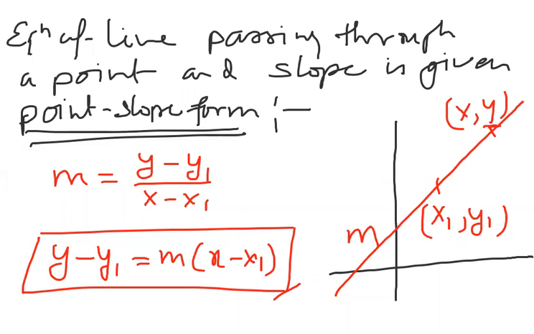y minus y1 equals m(x minus x1) is the equation of a line passing through a given point (x1, y1) with slope m given. In that case, the equation of this line will be y minus y1 equals m(x minus x1). So take care of this. Now a question on this particular formula.